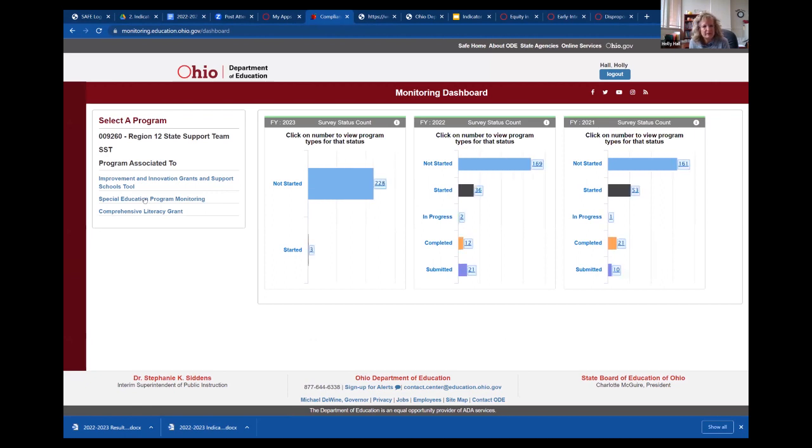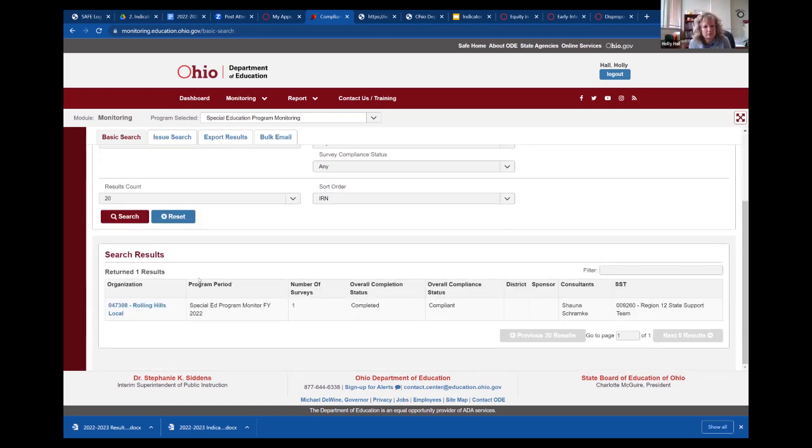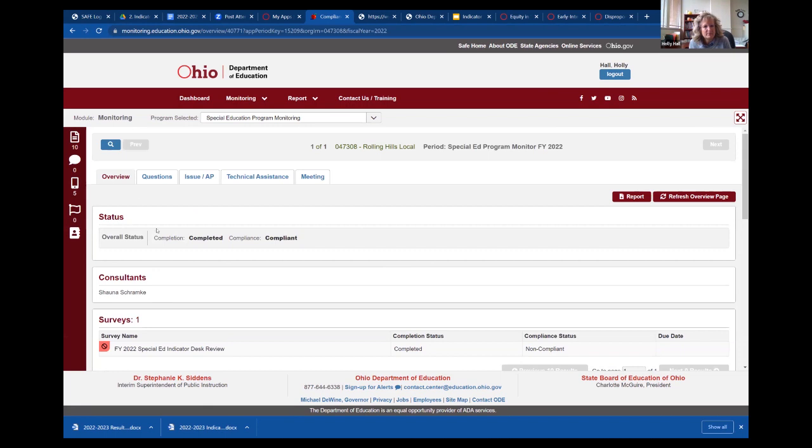And once you're in there, you can go to special education program monitoring. Let me move some things around here. And you can put a district name in there, and do a search. And when you scroll down, you can retrieve the district that you're looking for.